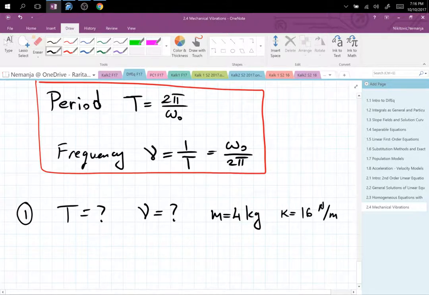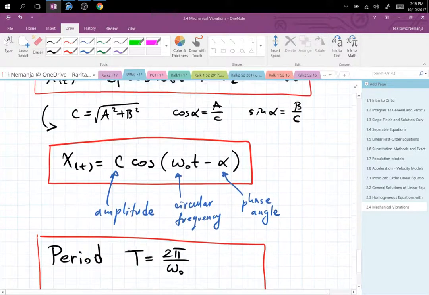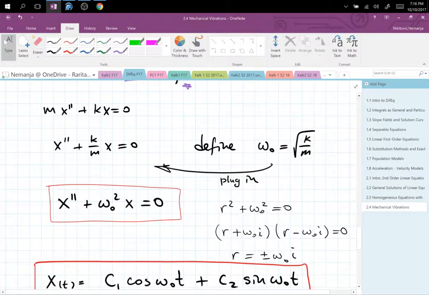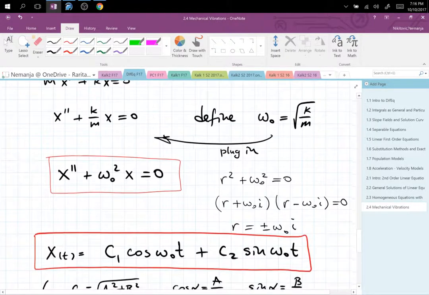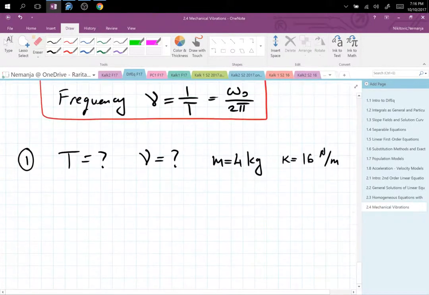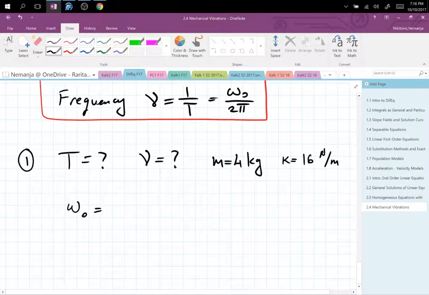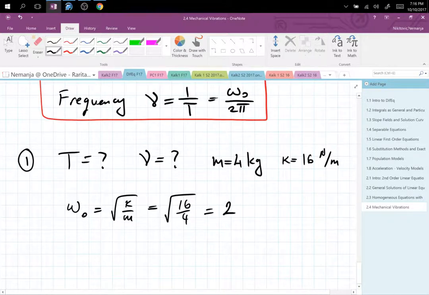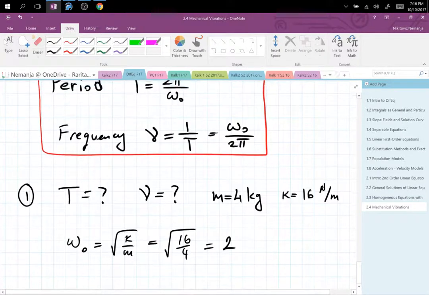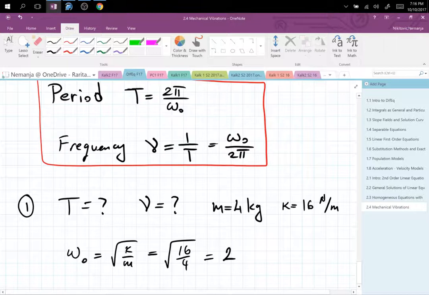You immediately know that you defined your omega 0 as the square root of k over m. So omega 0 is the square root of k over m, which is the square root of 16 over 4, which is the square root of 4. So it's 2, right? And you're done. Newtons per meter.